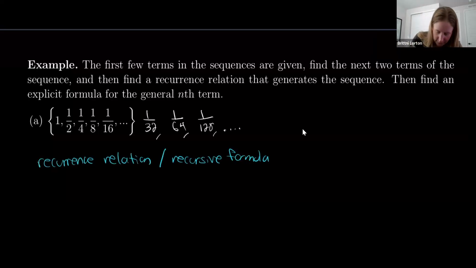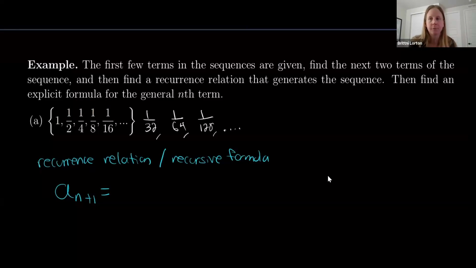Okay, all right, so let's go ahead and do that. So the recurrence and recursive formula, that is the next term is equal to something to do with the previous term. So what do we mean by that? What's happening from one term to the next? I went from 1 to 1/2, and then from 1/2 to 1/4, and then from 1/4 to 1/8, and then from 1/8 to 1/16.